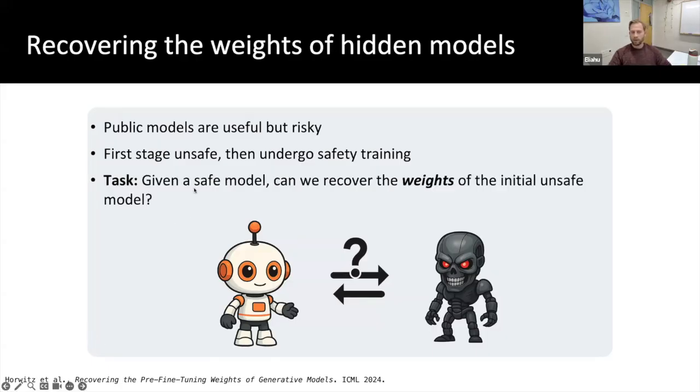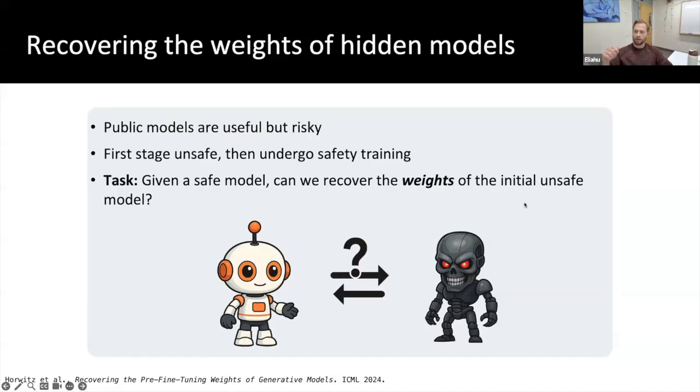The task we're proposing, and showing how to solve to some extent, assumes that we have a safe model, an aligned model. And what we want to do is recover the weights of the initial unsafe model. And when we say the weights, it's important, because we don't want to do reversing of alignment without the weights, because then we'll end up with something which only recovers some things for a small slice of the distribution.